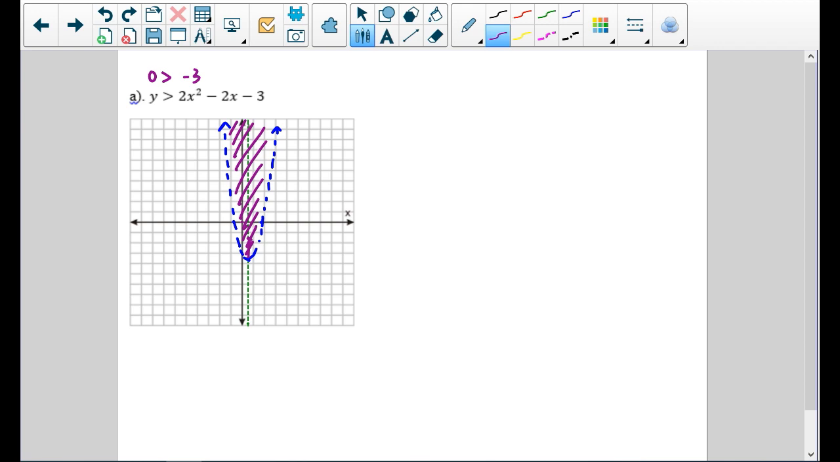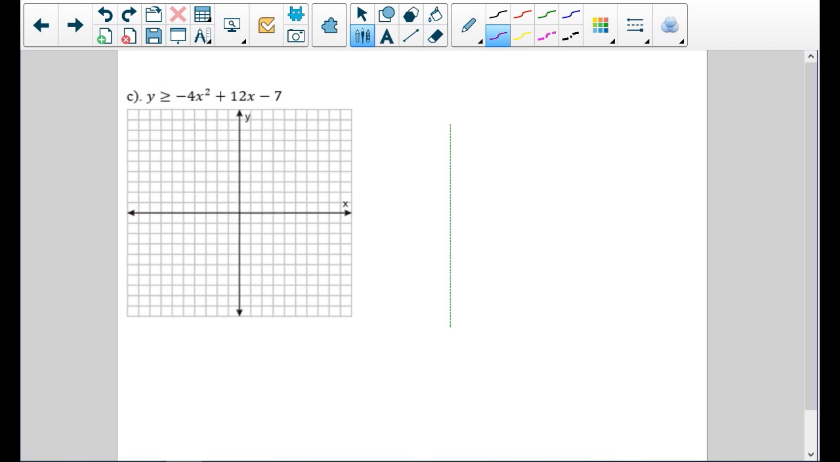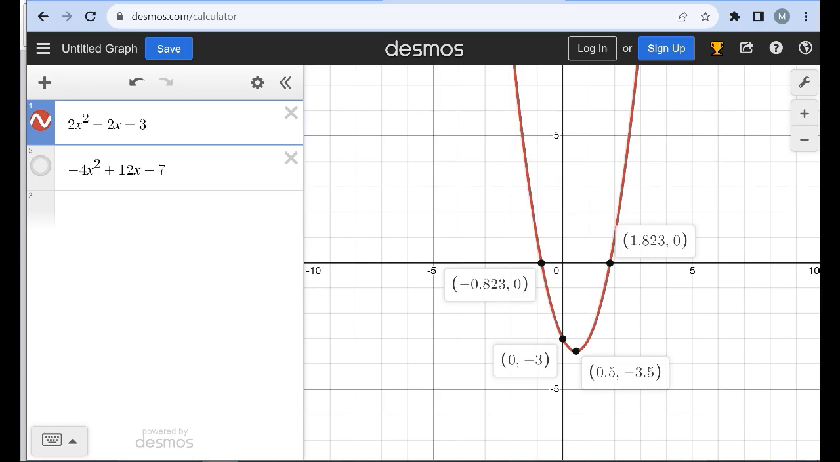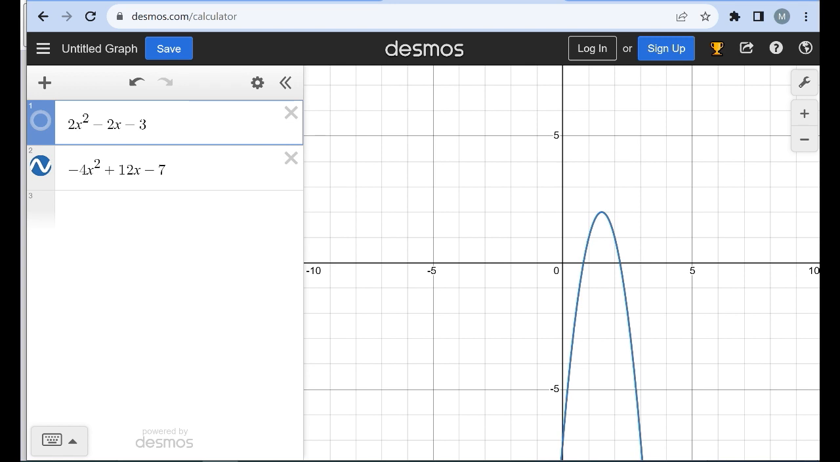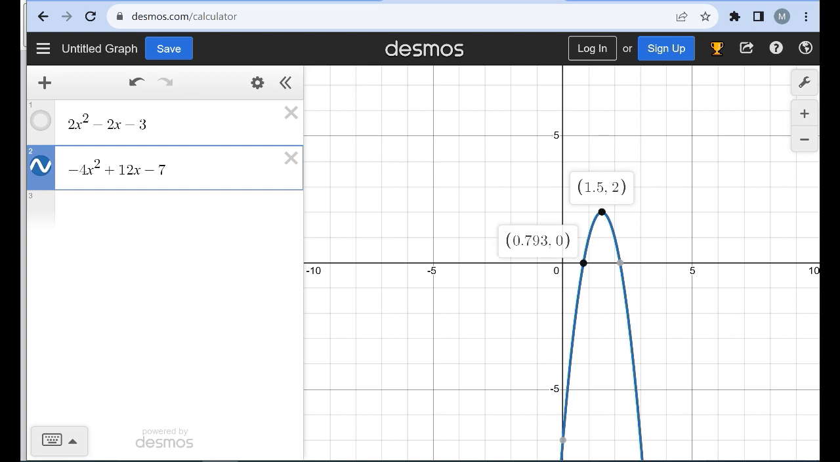Let's take a look at one more example here. So we have y greater than or equal to negative 4x squared plus 12x minus 7. Again, bring up Desmos. I already have that put in. Bring it up here. We can see our good points here. 1.5, 2 is my vertex. Again, about 0.8 and 2.2 for the intercepts. Y-intercept here is negative 7. And again, it's going upside down. So let's get these points up on our graph and then see where we needed to shade.